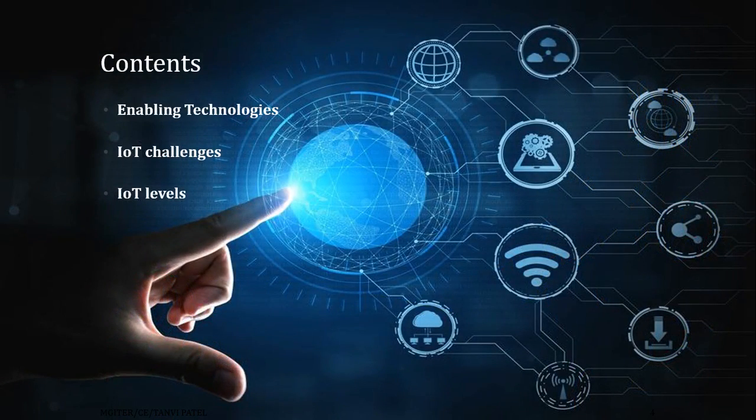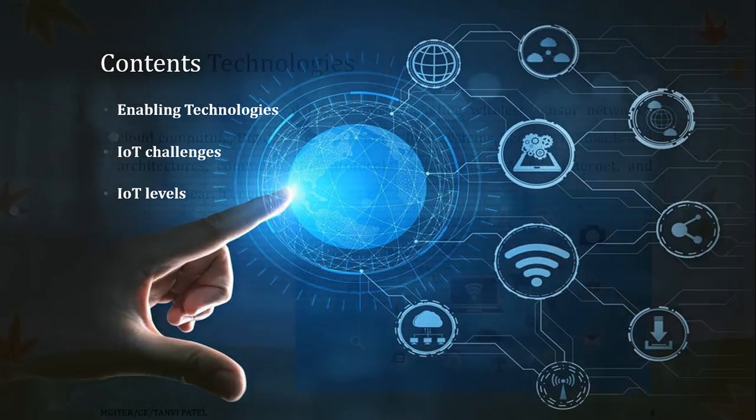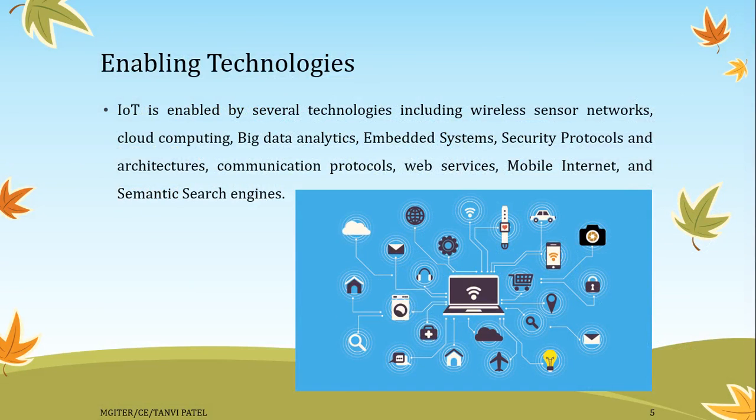So today our contents are Enabling Technologies, IoT Challenges and IoT Levels. So first is Enabling Technologies. IoT is enabled by several technologies including wireless sensor networks, cloud computing, big data analytics, embedded system, security protocol and architectures, communication protocol, web services, mobile internet and semantic search engines. So these are the types of enabling technologies in IoT.